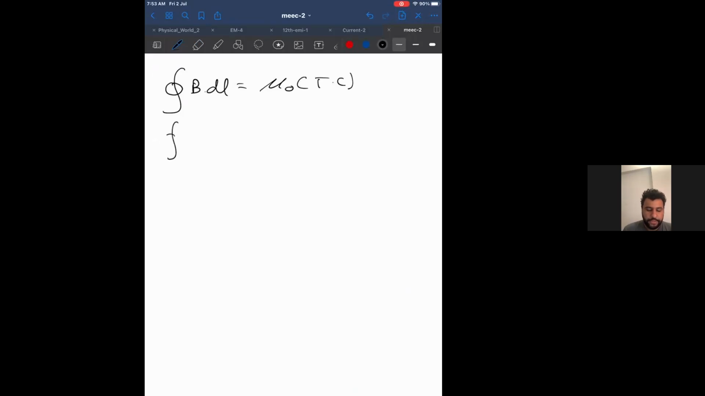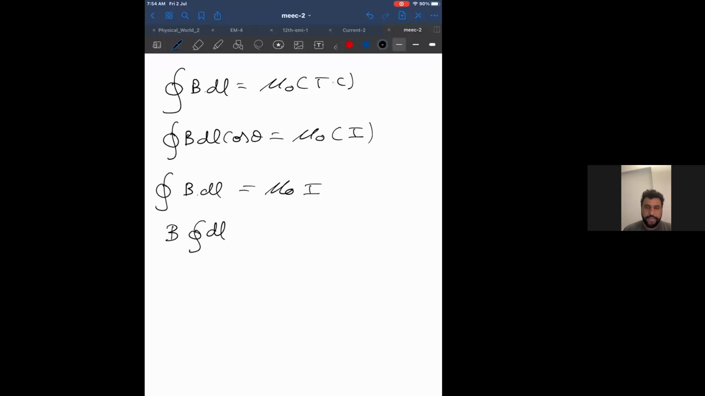Now closed integration of B dot dl will be B dl cos theta is equal to mu naught times total current. In this case it will be I. It will not be NI because it does not have many turns. It has a single turn. Correct? Continue. Now closed integration of B dl cos 0. Cos 0 is 1 because it's a horizontal circle, equal to mu naught times I. Now, since integration is only with respect to length and the magnetic field is a constant, I will take it outside the integration sign. This will be equal to mu naught I.